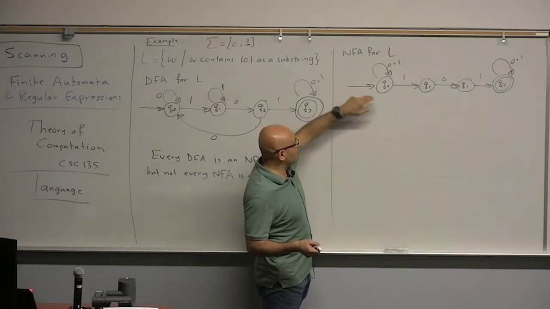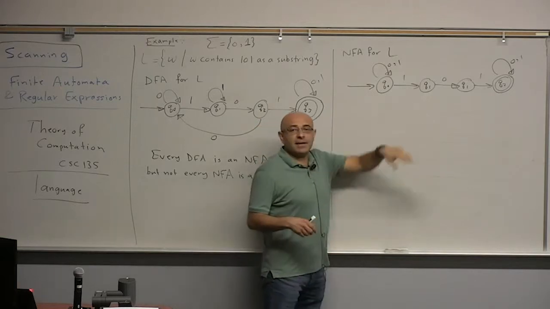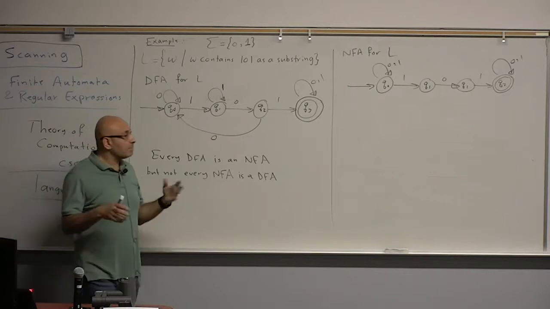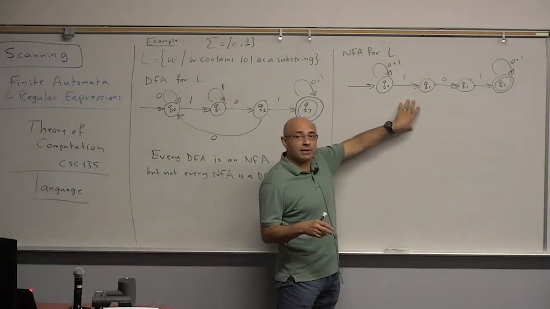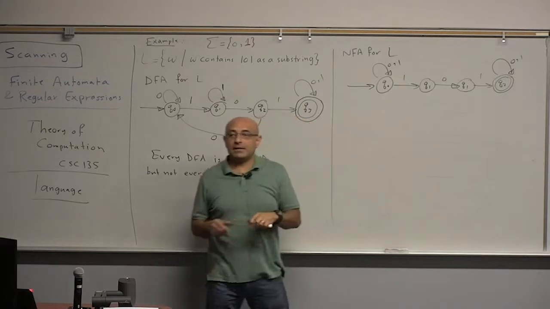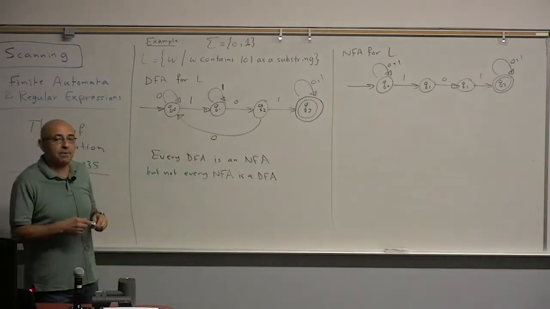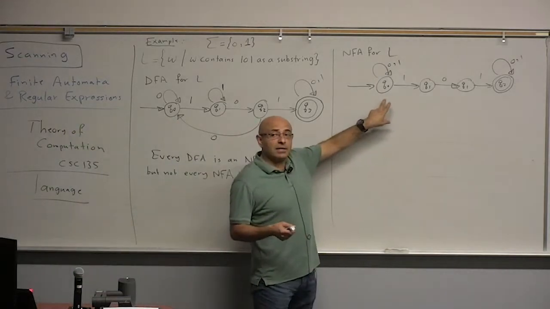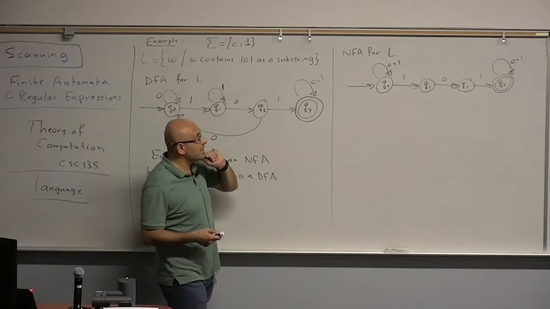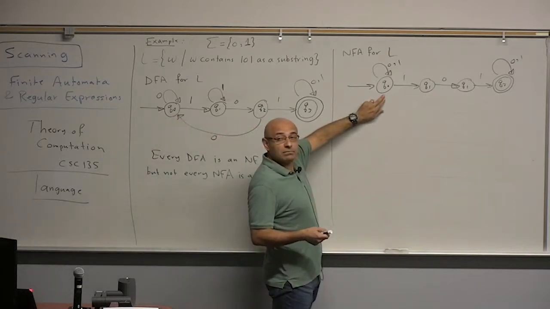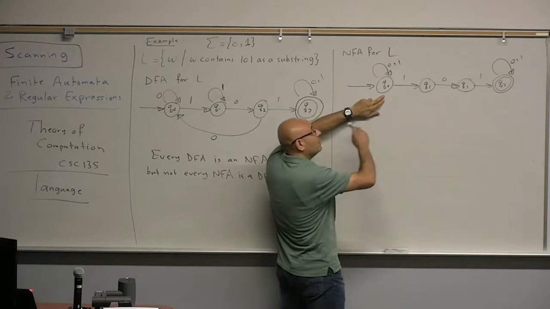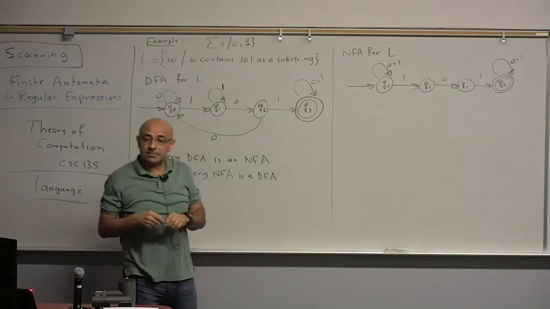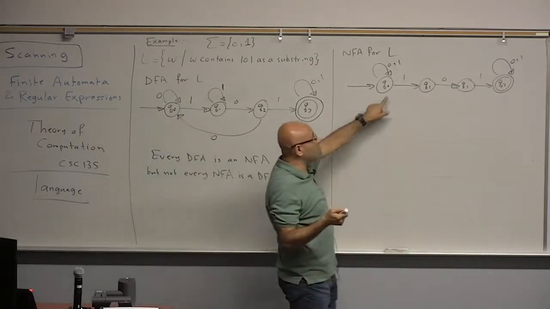So the NFA is a compact way of representing multiple paths. Usually the NFA is more compact than the DFA. It's not clear in this example, but it's more compact because it's encoding multiple paths and multiple possibilities. So when you're in Q0 and you're getting a 1, you can go here, but you can stay here. Both possibilities are there.